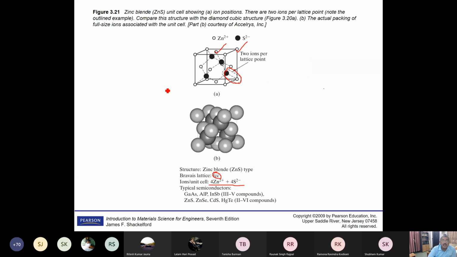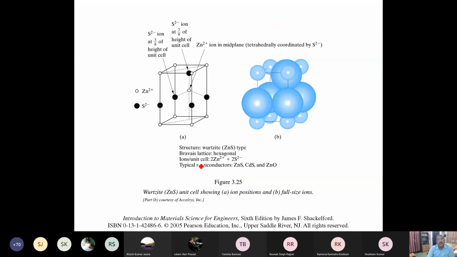In the previous one, I said zinc blende, ZnS. There is another type of ZnS called wurtzite. In German, W is pronounced as V. Wurtzite structure. This is also zinc sulfide, but the unit cell is hexagonal instead of face-centered cubic. The number of ions per unit cell is 2 zinc, 2 plus ions, and 2 sulfur, 2 minus ions. Semiconductors like zinc sulfide, cadmium sulfide, and zinc oxide have this wurtzite type structure.